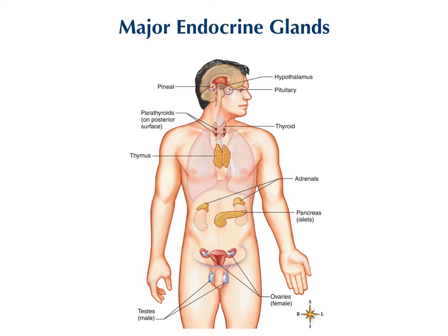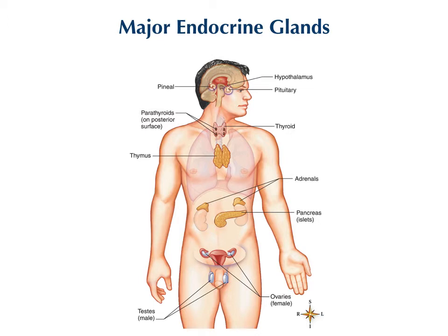Located on top of the kidneys, we have our adrenal glands, also known as suprarenal glands, or above the kidney. These are important for producing some of our adrenal hormones, such as norepinephrine and epinephrine. As well, we have the hormones of the adrenal cortex, the mineralocorticoids and the glucocorticoids, some of which we've already learned.